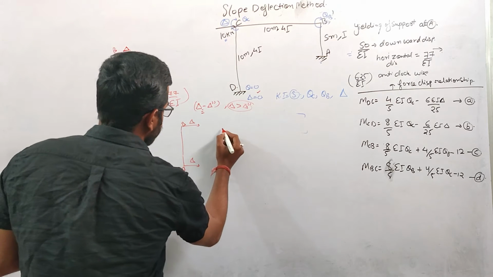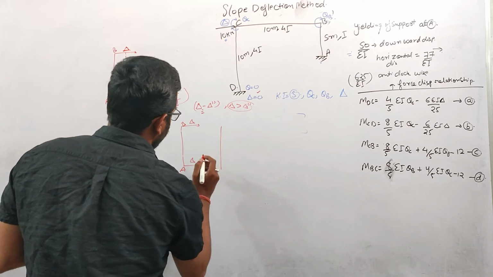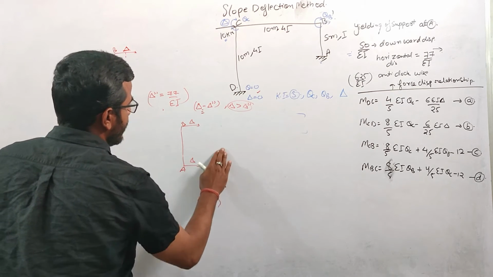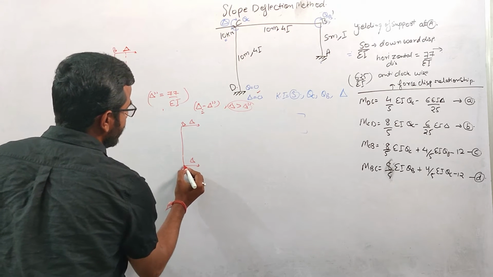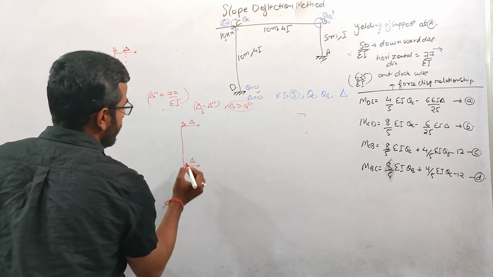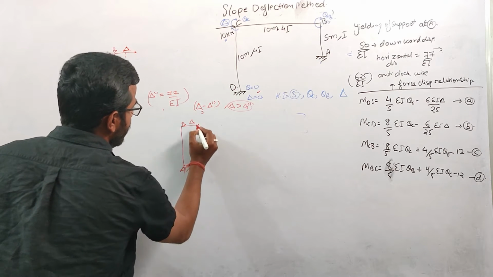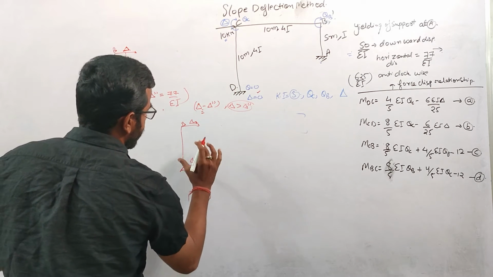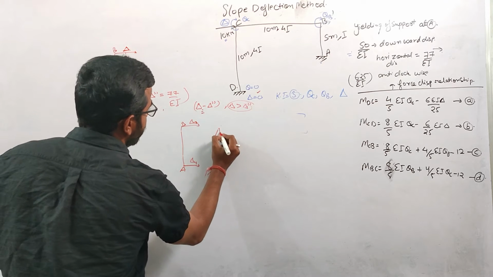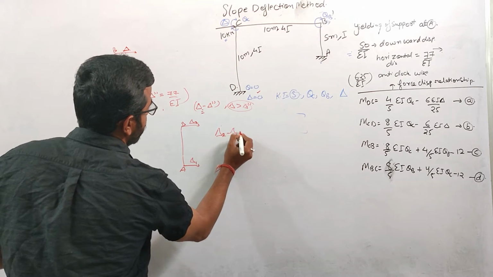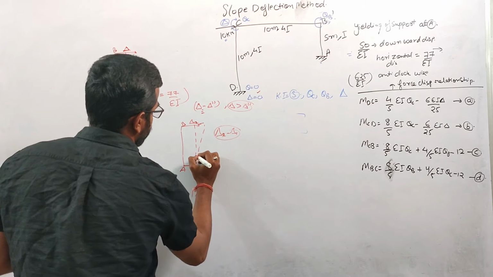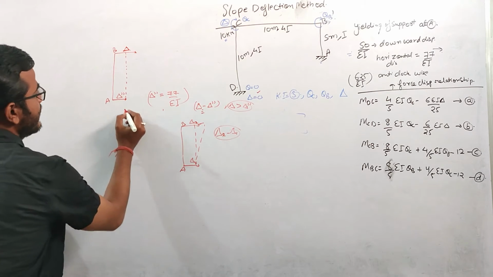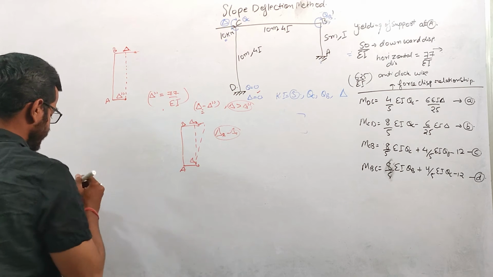There will be no moment generated, right? Sway is basically the relative movement between these 2 points, between A and B. If this is moving by delta, the net movement between these 2 points will be delta 2 minus delta 1, right? So this is the condition.